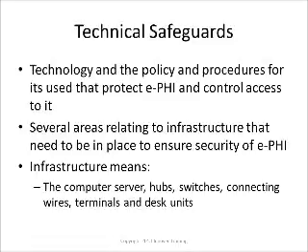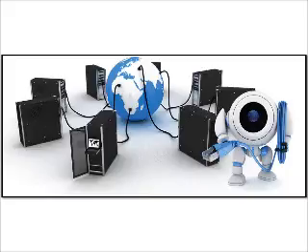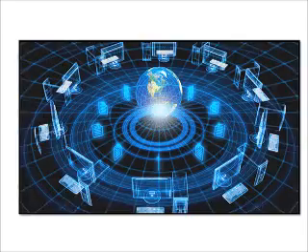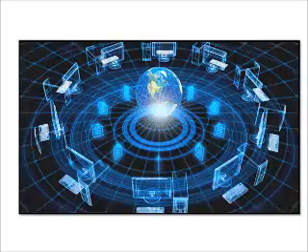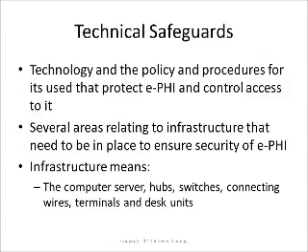So let's talk about technological safeguards. This is the technology and policies and procedures for its use that protect electronic protected health information and control its access. There are several areas relating to infrastructure that need to be in place in order to ensure the security of electronic protected health information. What is an infrastructure? Well, that is the computer server, the hubs, the switches, the connecting wires, the terminals, and the desk units that are used in storing electronic protected health information.